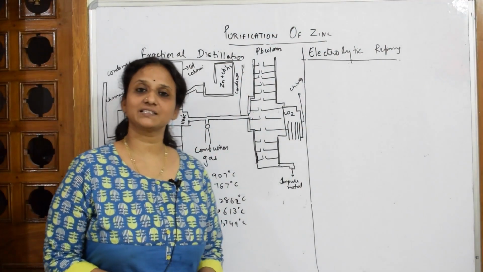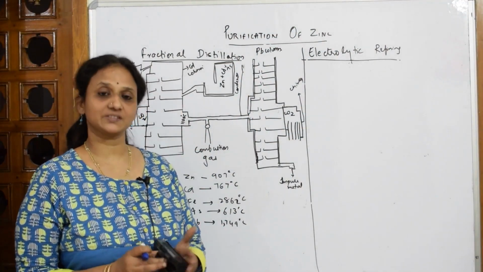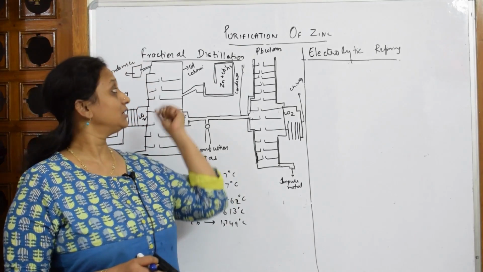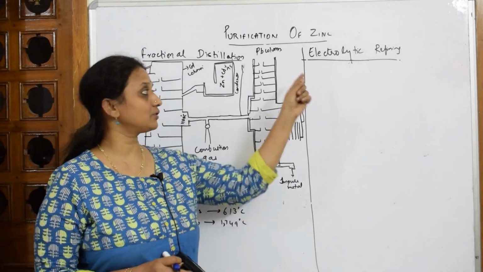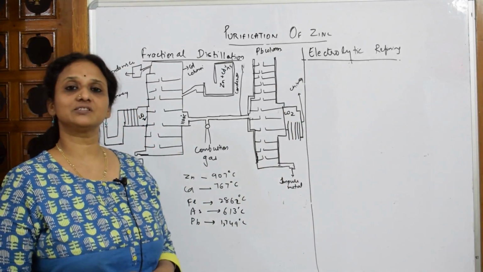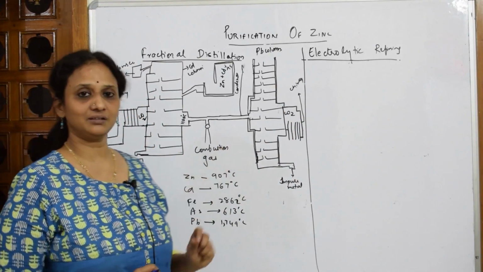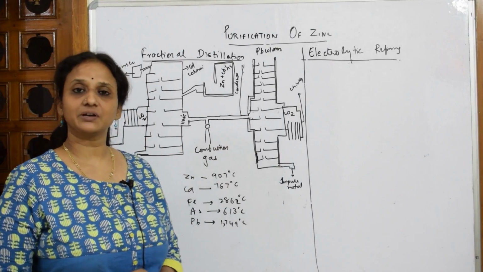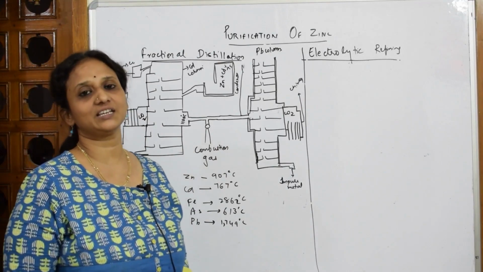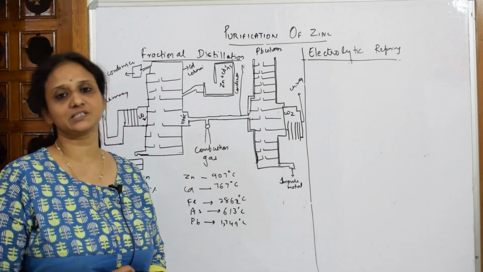Right. Let us come back and see the purification techniques of zinc. So what did we say? In purification techniques, we are going to follow two important methods. One is the fractional distillation method and the other is the electro-refining method. Whenever I speak about the fractional distillation method, I have drawn a layout here for you to understand. But remember, please don't practice diagrams for your exam. Diagrams are not asked in your exam. For us, the concept and principle is important.